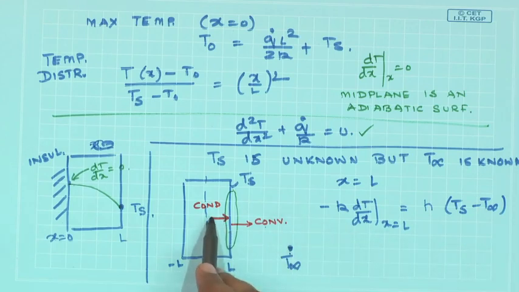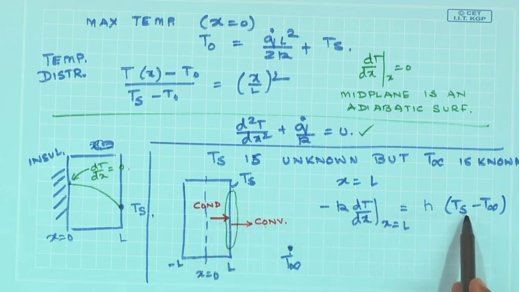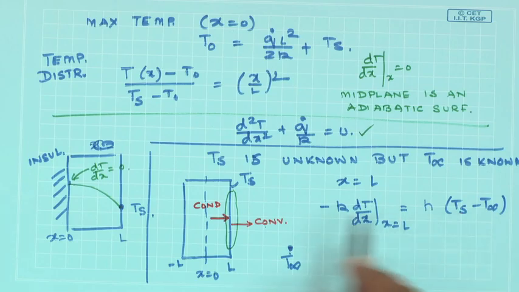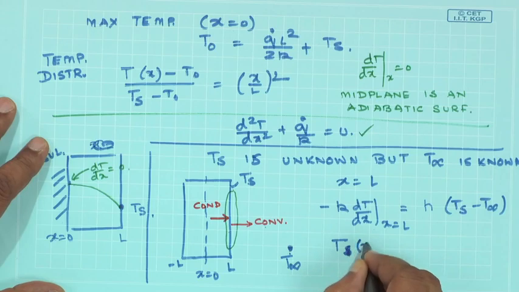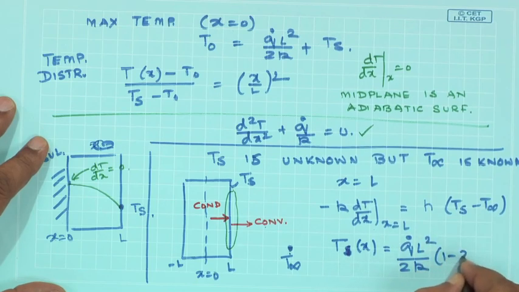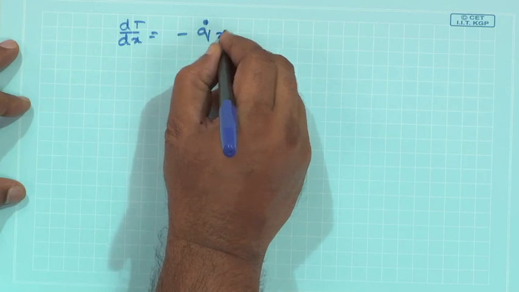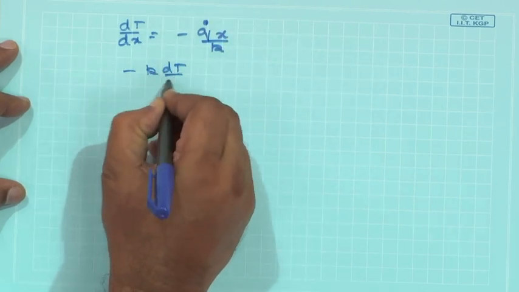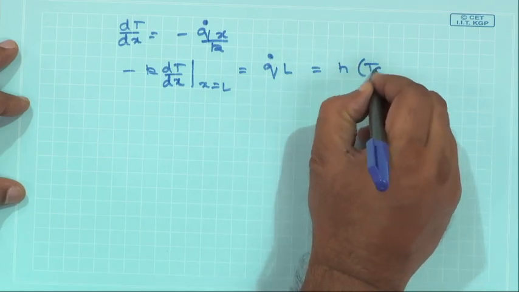I am simply using this as the control surface and equating conduction and convection. I am writing Fourier's law on one side, which takes care of the solid side of the interface, and Newton's law, which is for convection, on the liquid side of the interface, equating these two, and knowing that T(x), as we have done in the previous problem, is q dot L square by twice k times 1 minus x square by L square, plus Ts. This was the temperature profile, and from the temperature profile we also know that dT/dx is equal to minus q dot x by k. So, minus k dT/dx at x equals L is equal to q dot L, which is equal to h times Ts minus T infinity.